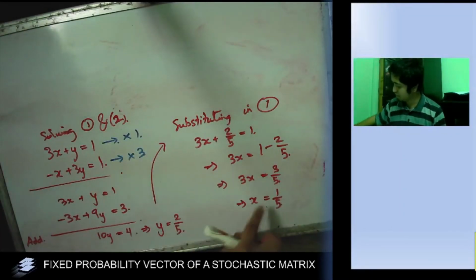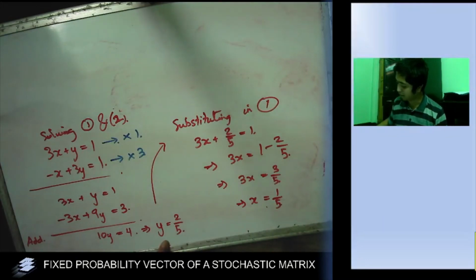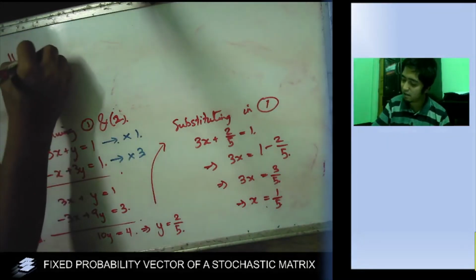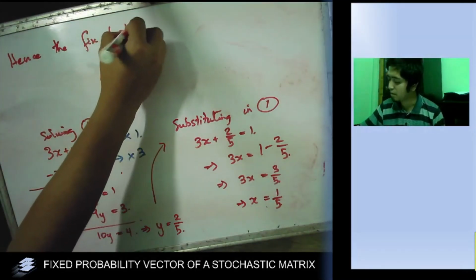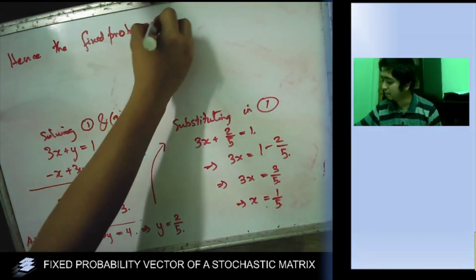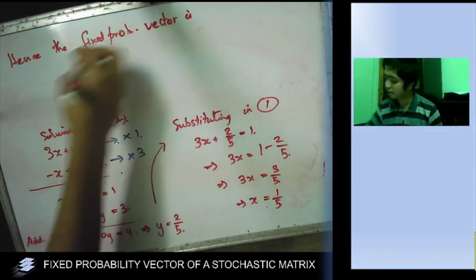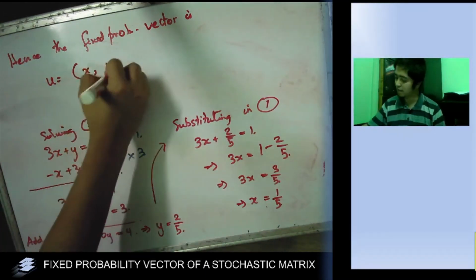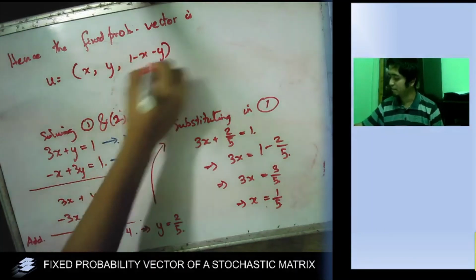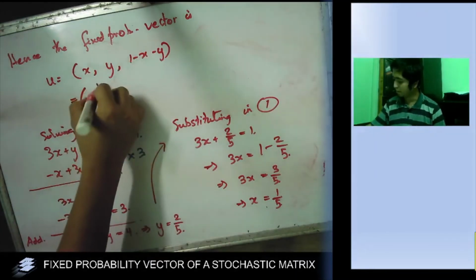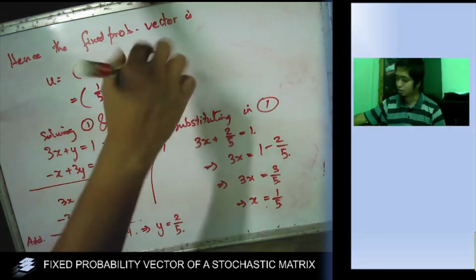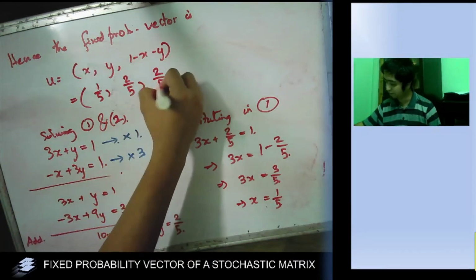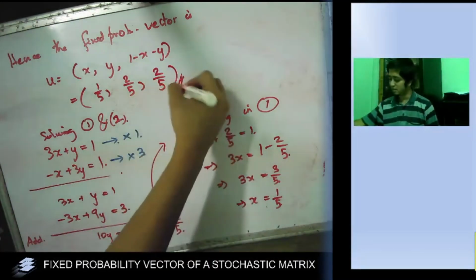So we are getting x equal 1 by 5, y equal 2 by 5, hence the probability vector is q equal x, y, 1 minus x minus y. So x is 1 by 5, y is 2 by 5. Substitute x and y over here, you will be getting 2 by 5, which is the required answer.